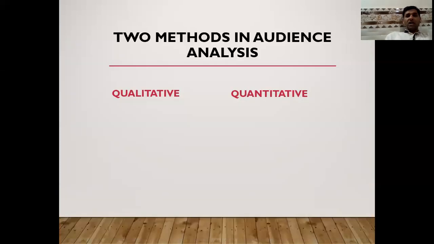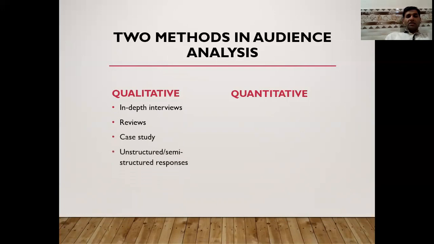There are two methods in audience analysis that you can conduct. One is qualitative, the other is quantitative. Qualitative is in-depth interviews, reviews, case studies, unstructured and semi-structured responses, observation, participatory and non-participatory. In quantitative, you can have surveys, structured responses, and any other way of collecting data where numbers are included. That will come under quantitative. Similarly, in qualitative, you can have historical research and descriptive research.